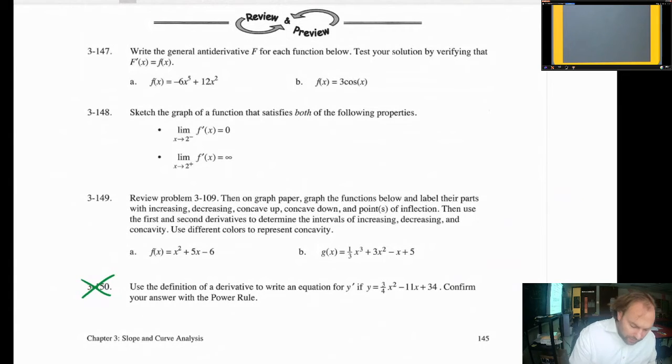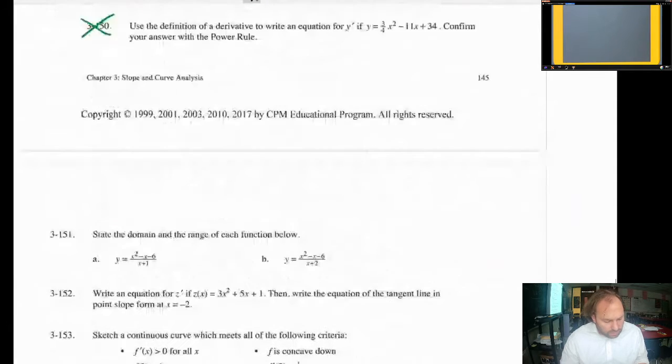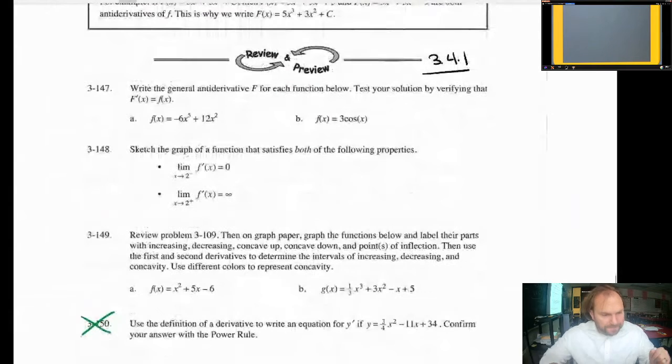This time we're looking at the homework for section 3.4.1, problems 147 all the way through 155, and we're going to skip 150 along the way. We'll probably also skip one or two other sections, but we'll figure it out as we go. This is kind of a rough draft for this one.